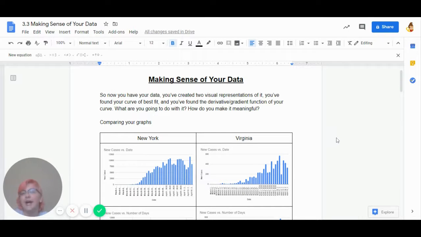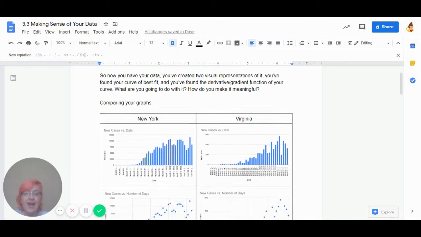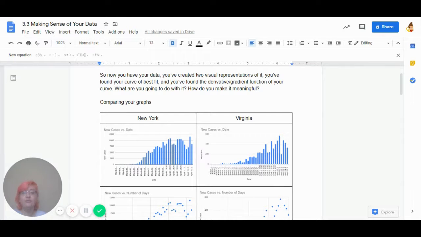Let's make sense of your data. So now that you have it, you've created two visual representations of each population's information. You've found your curve of best fit, and you've found the derivative or gradient function of your curve. So what are you going to do with it? How are you going to make it meaningful? Well, the first step might be comparing your graphs.